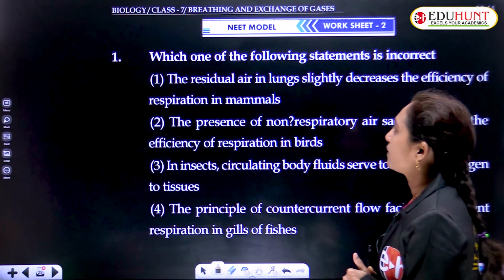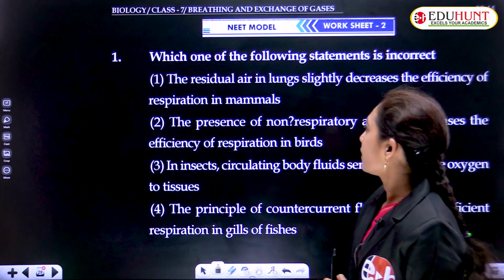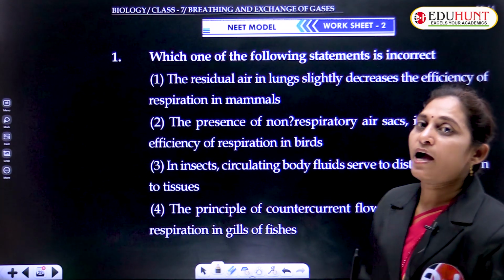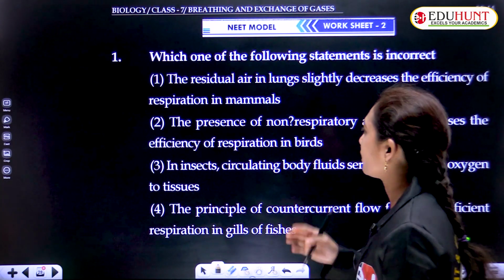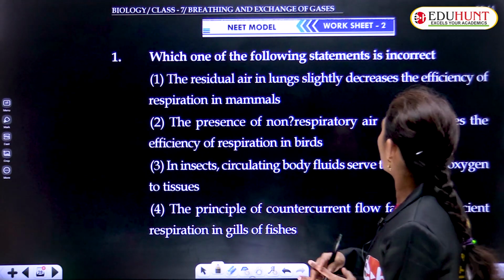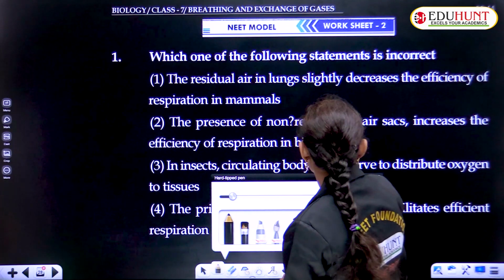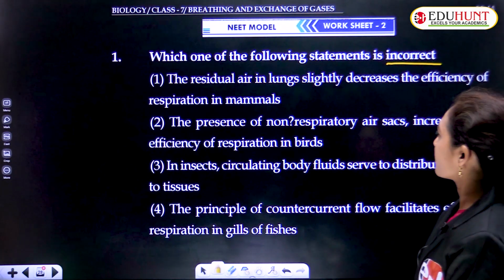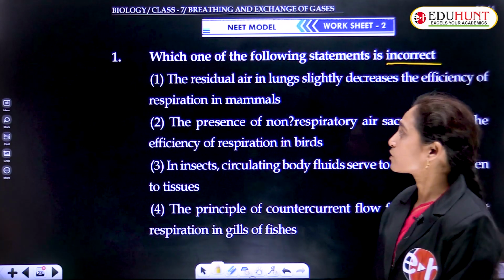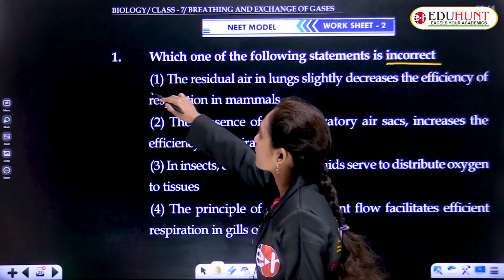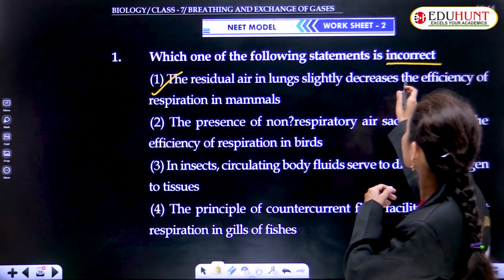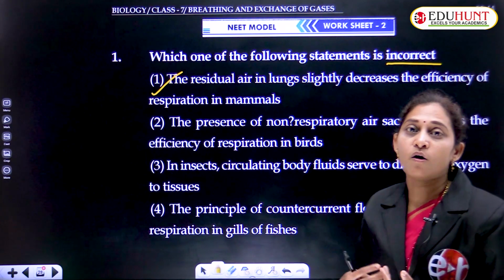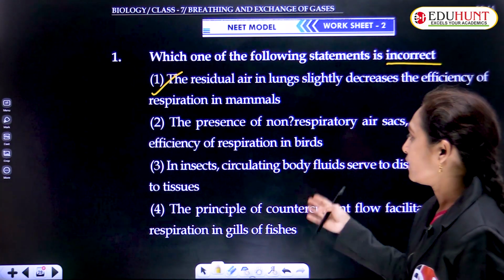Let's begin. First question is a statement. Here statements are given and we have to find out which is the wrong statement among the 4 statements. Find the incorrect statement. The residual air in lungs slightly decreases the efficiency of respiration in mammals. This is the incorrect answer because the residual air does not affect the efficiency of respiration in mammals. So let's see other options also.